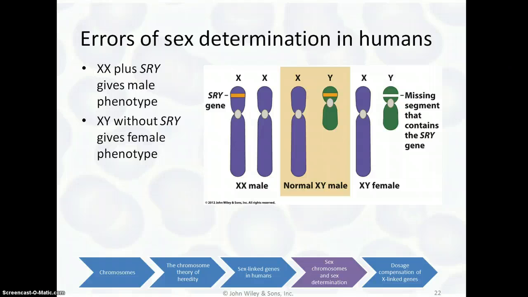Now, that's how it usually happens. Unfortunately, errors do happen sometimes. Sometimes we can have two X chromosomes where, let's say there was an error in recombination, and the SRY gene ends up on an X chromosome. Remember, the presence of that SRY gene is what starts the whole maleness thing in motion, and so you can have an XX male in this case. By the same token, if you had an XY embryo, and for some reason that SRY gene is not there, then in the absence of SRY, remember, we will not get a testis, we will not get testosterone, and we will end up with a female.